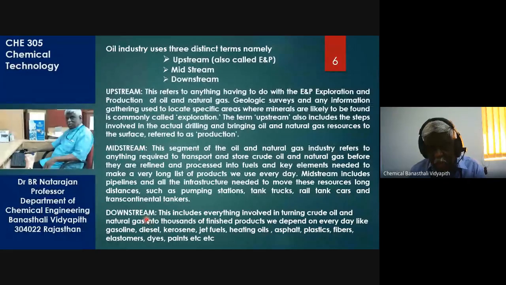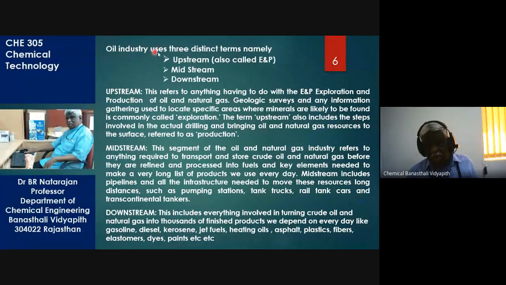Then comes the last, downstream. This includes everything involved in turning the crude oil and natural gas into finished products, right? Which we use in our everyday life, like gasoline, that is petrol, diesel, kerosene, jet fuel, heating oils, asphalt, plastics, fibers, elastomers, dyes, paints, etc. This is all downstream.